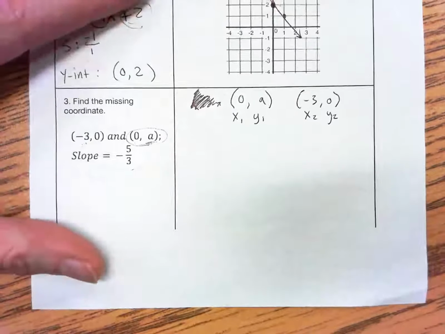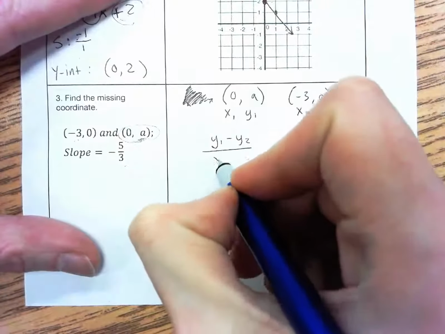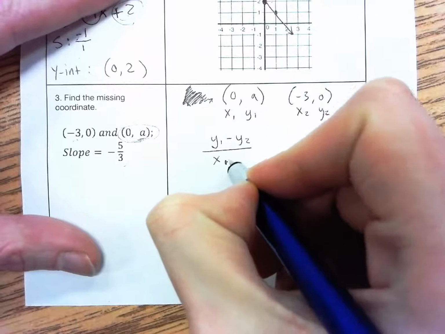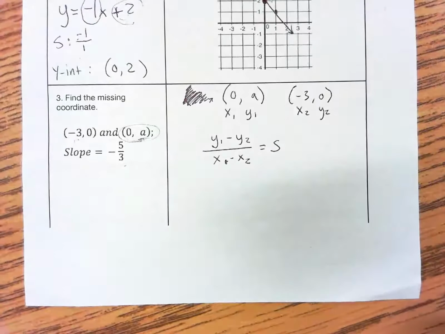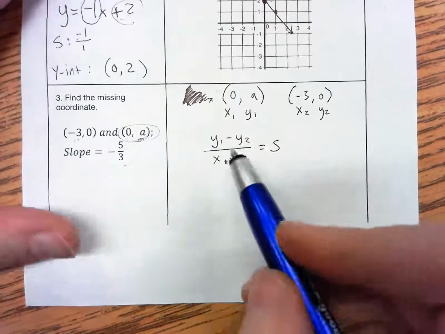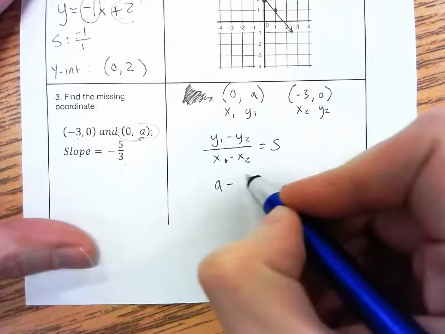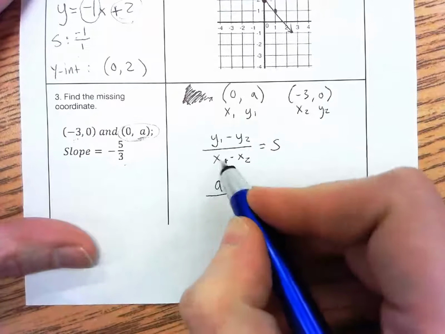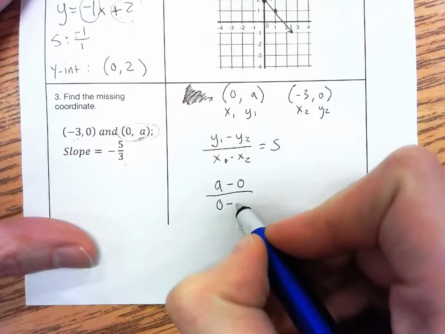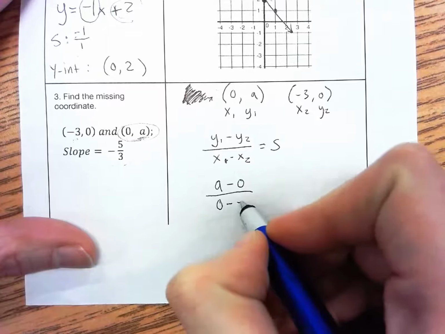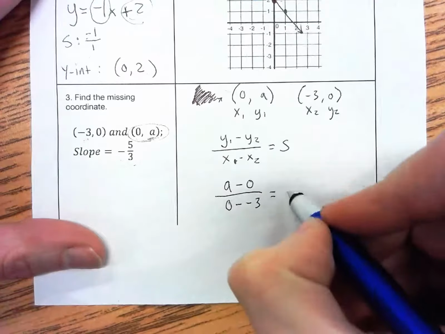My third step is to copy the entire slope formula. So I'm going to say y1 minus y2 over x1 minus x2 equals slope. And now I can go ahead and start plugging in my values. So y1 is going to be a, minus y2 is going to be 0, over x1 is going to be 0, minus x2 would be -3. So minus 3 right here. And my slope is -5 over 3.